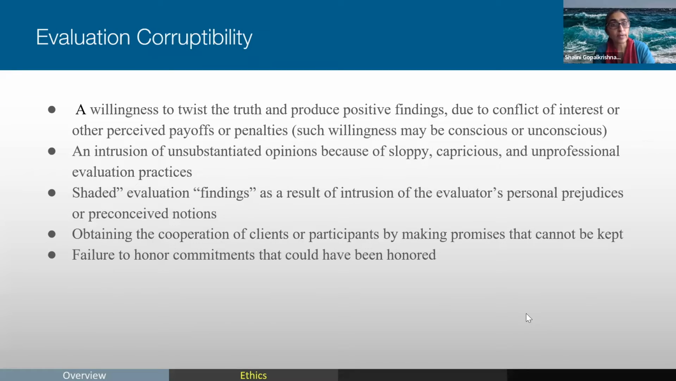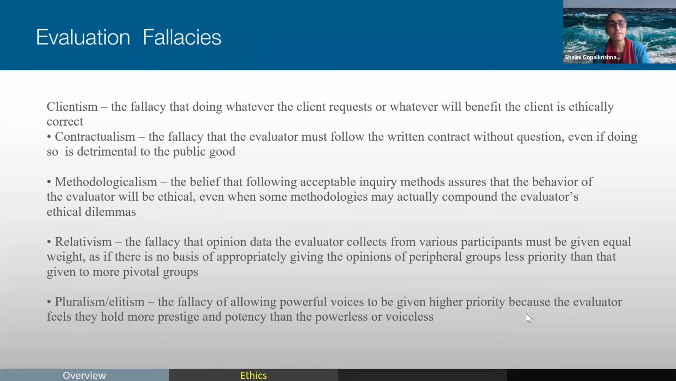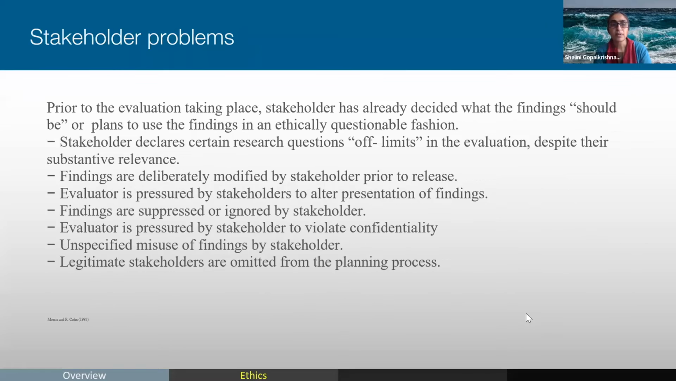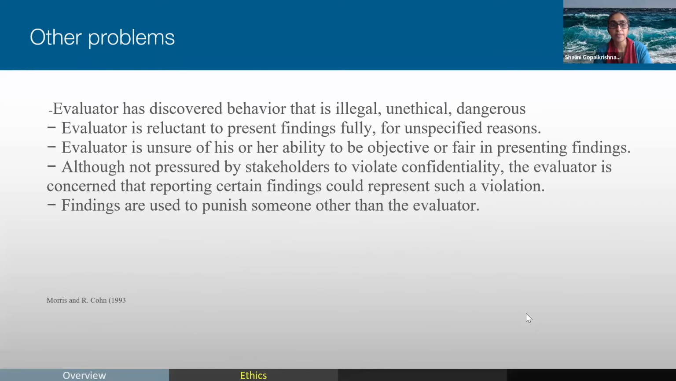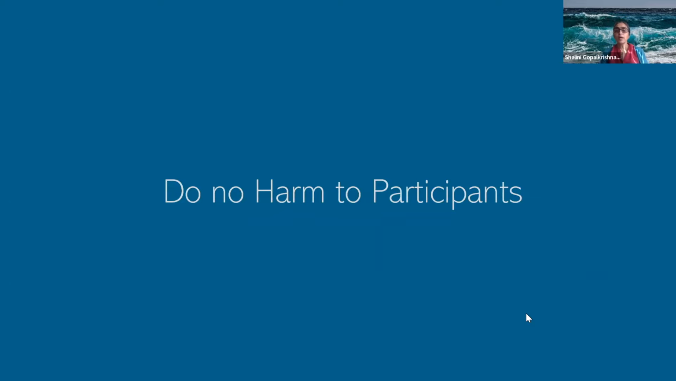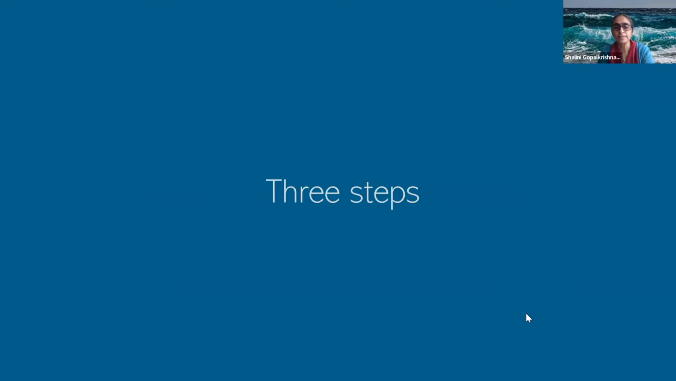So we talked about how corruption can happen slowly. It can be very tiny. It can be fallacies. Talking about clientism, which becomes very important. Stakeholder problems and other problems. Now, the basic thing in M&E ethics is do no harm to participants. That should be your main basic thing. You don't say, oh, listen, I'll do a little bit, it's okay because it's for the greater good. No, you do not harm participants. That is your big mantra that you have to carry.